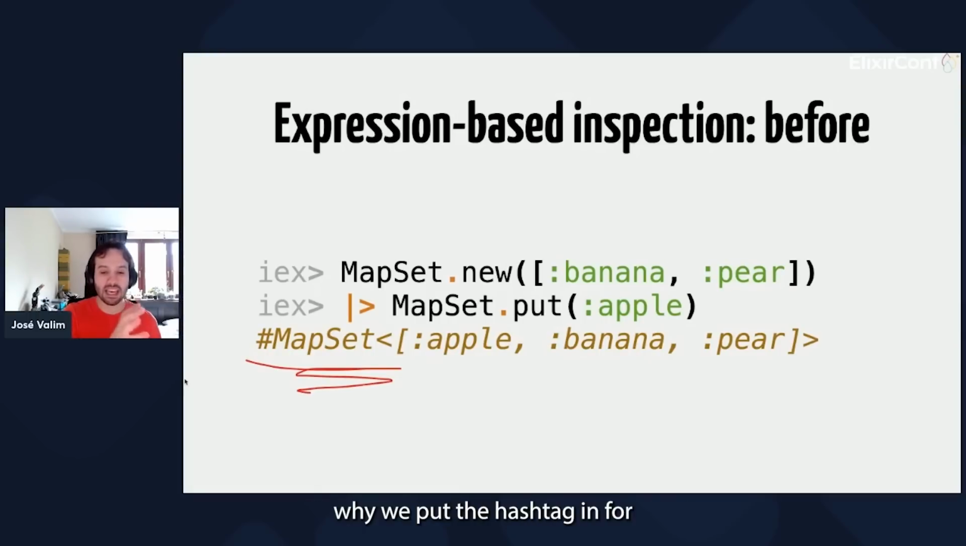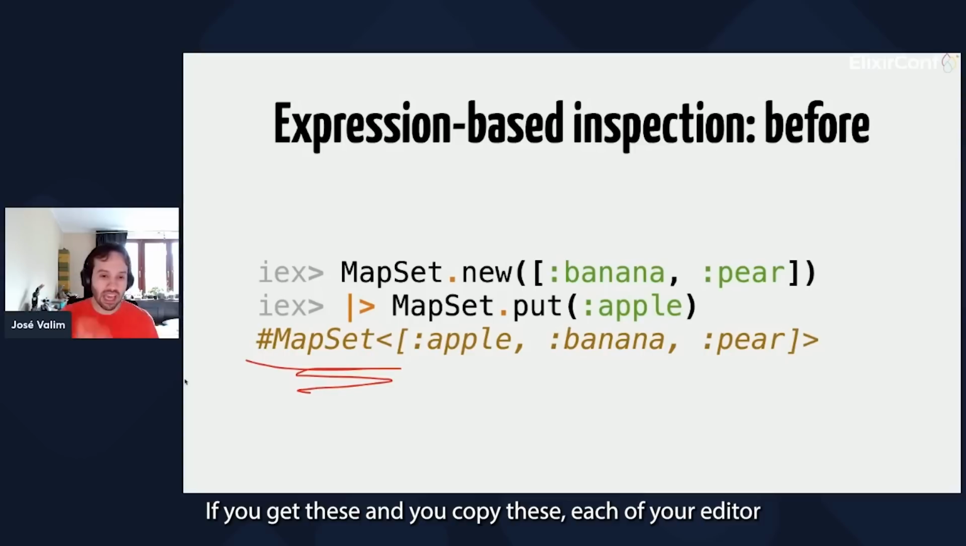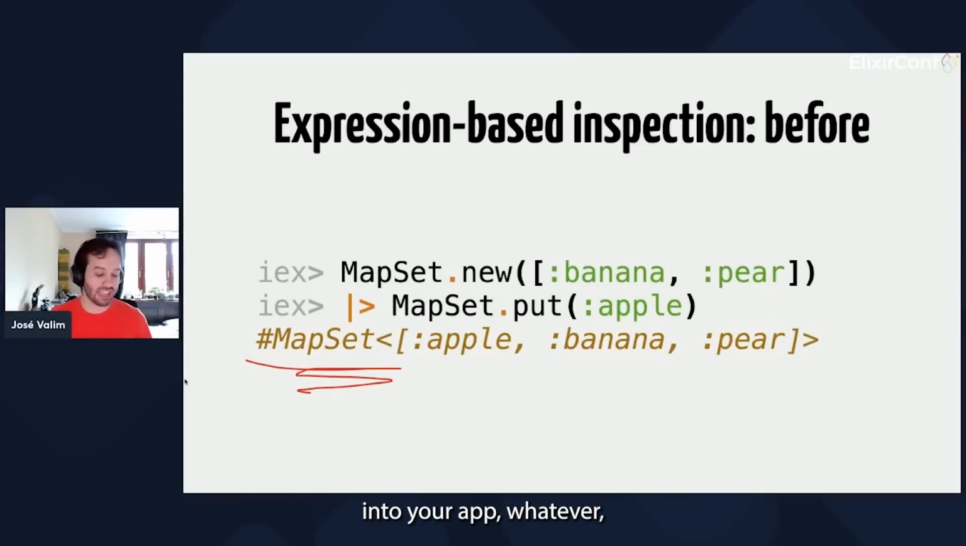And the reason why we put the hashtag in front is to say, hey, this is not valid Elixir code. If you get this and you copy this into your editor, into your test, whatever, this is not valid Elixir code, right? You can't really access the data structure. And this is quite annoying, because sometimes we want exactly that. We want to get a value that we see on inspect, on the test results, on the log, and you want to play with it, but we can't.